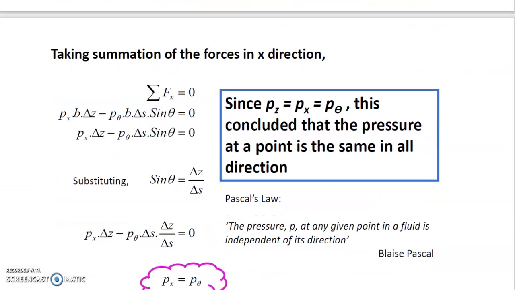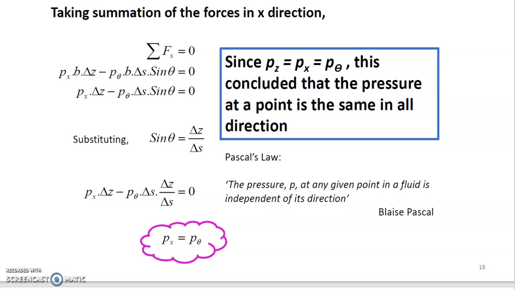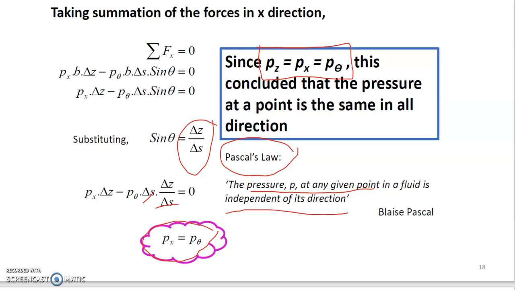Okay, the same goes for the x direction. We can substitute into the formula. Sin is opposite over hypotenuse. And we can cancel the delta s. And lastly, we get Px equals P naught. And we can conclude that Pz equals Px equals P naught. And this follows Pascal's law, where the pressure at any point in a fluid is independent of its direction. Okay, thank you.